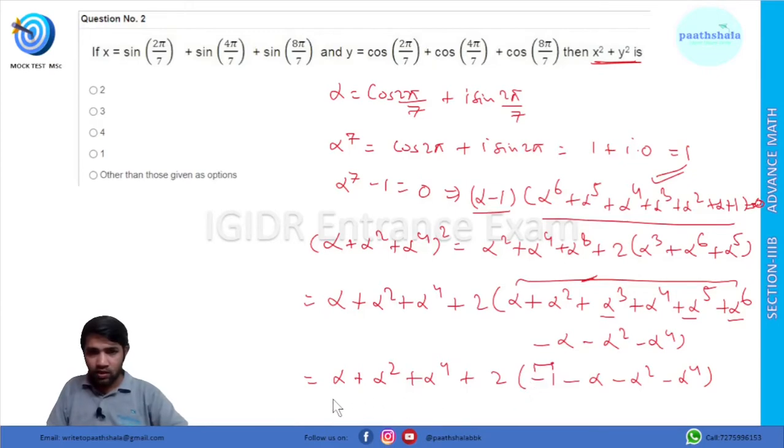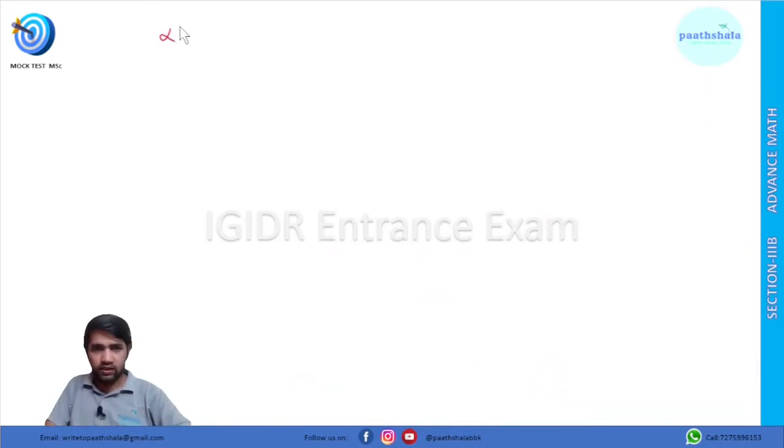Okay, so if you solve it further, you can see that this is minus 2 times this value, so this will come out to be minus alpha square minus alpha power 4, and this is minus 2. So now let's solve it further. So we get alpha plus alpha square plus alpha power 4 whole square, which is coming out to be minus alpha square minus alpha power 4 and minus 2.